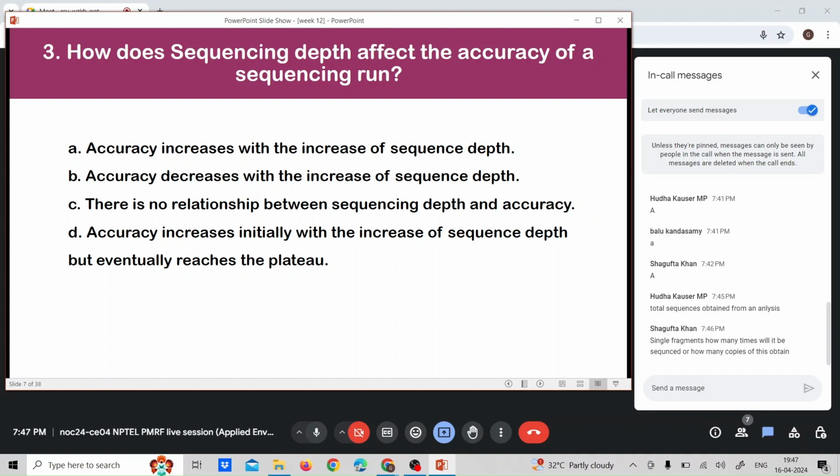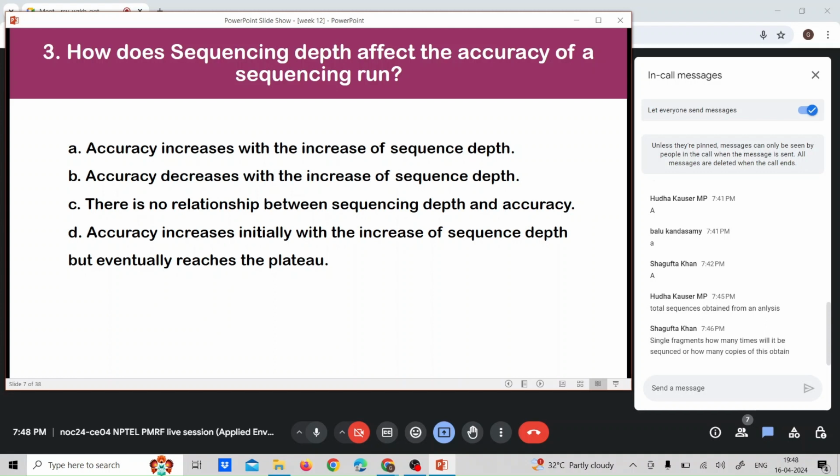The first option says accuracy increases with increase of sequence depth. Accuracy decreases with increase of sequence depth. There is no relationship between accuracy and sequence depth. And accuracy increases initially and eventually reaches a plateau.